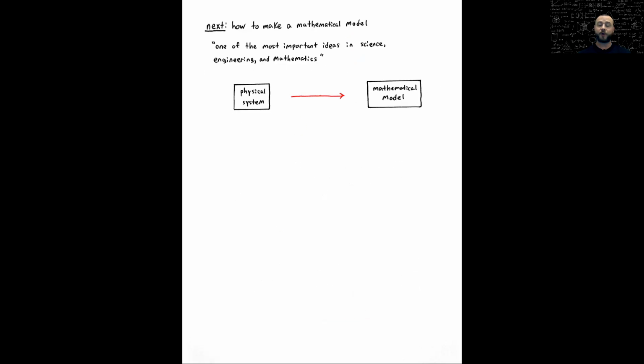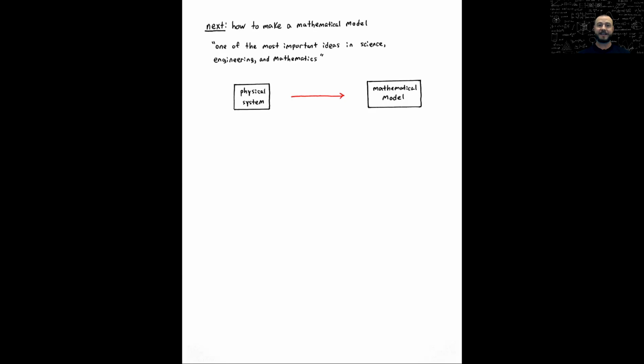All right, so what we're going to focus on right now is a general process of building or creating a mathematical model for a physical system. And this is one of the most important skills that you can learn in a science, engineering, or mathematics course. Yes, even in mathematics, there's a lot of interesting mathematics that come from looking at physics problems.